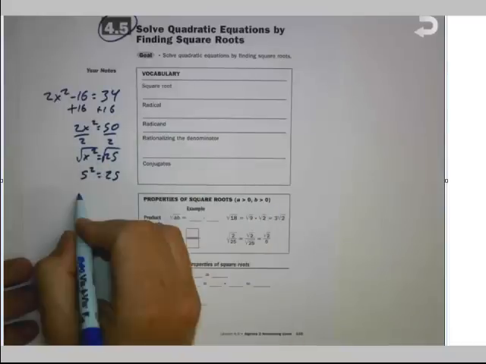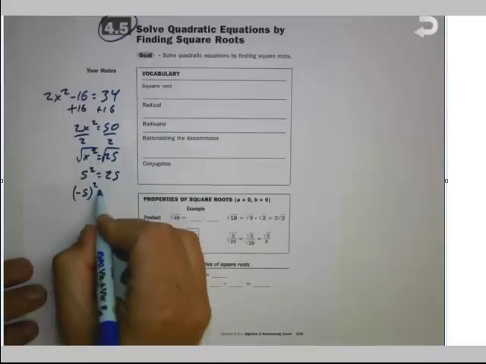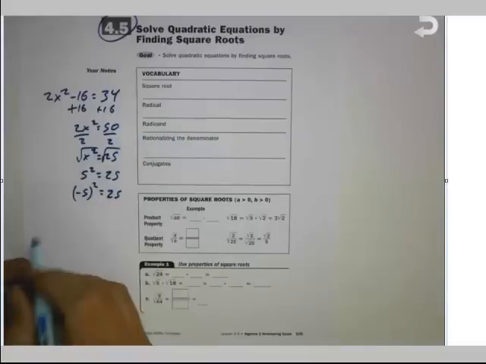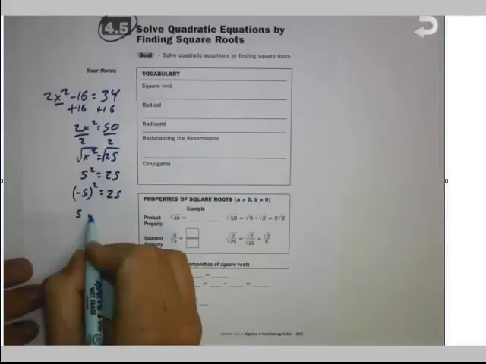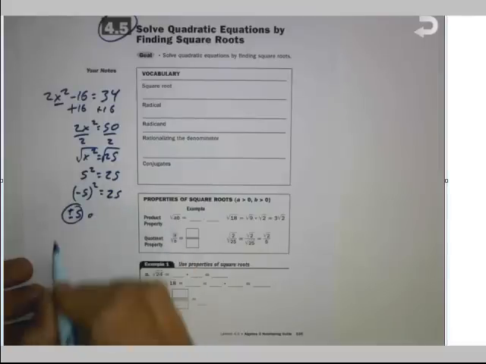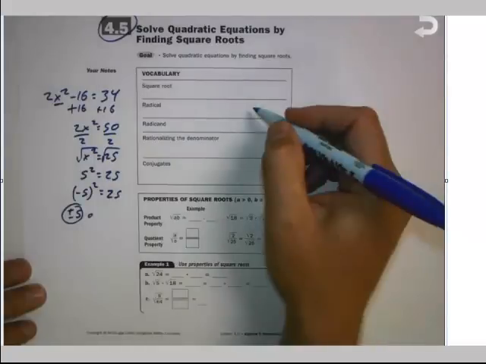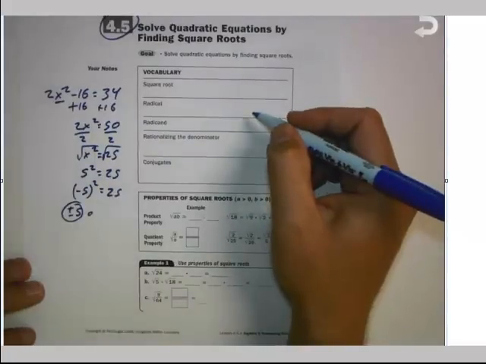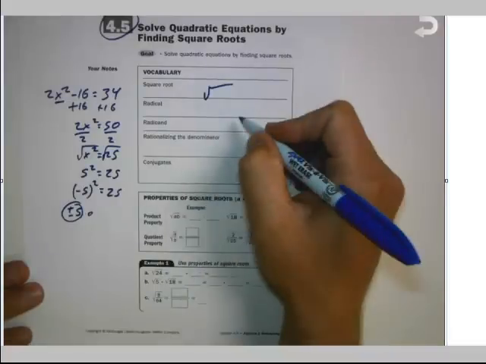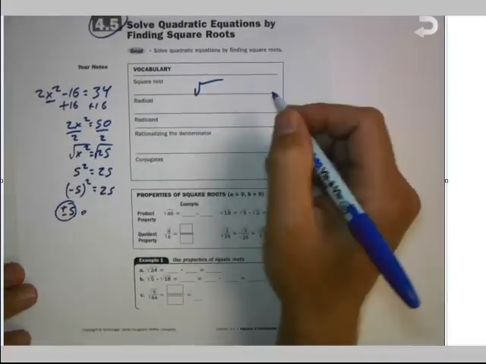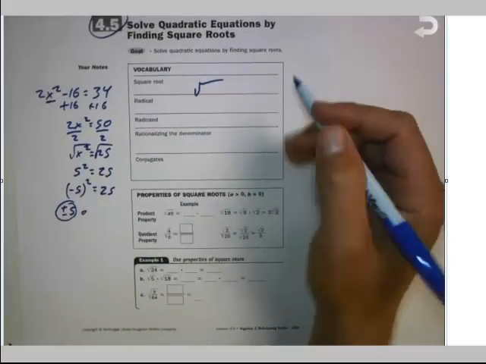But you do have to be careful because negative 5 squared could also equal 25. So the answer to this question here would end up being 5 and negative 5, or 5 plus or minus 5 is kind of how we write that. So you have to be careful. When we talk about square root, that's just that symbol. When we square root something, right? Find what number squared equals it, I guess it would be.